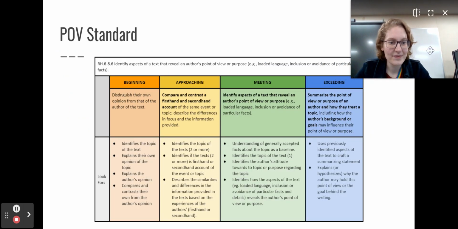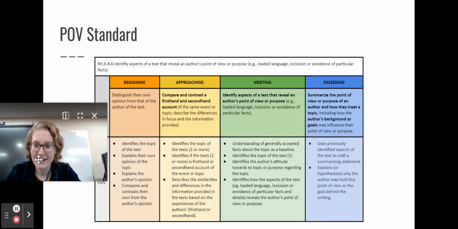So the standard we've got: the main task is to identify aspects of a text that reveal an author's point of view, POV, or purpose. For example, loaded language, inclusion or avoidance of particular facts. Point of view and purpose, I think you might have been working on with Mr. Allen in ELA, so hopefully this doesn't feel too unfamiliar. But the actual steps of the rubric might be different than in ELA. They might also be the same. Let me know if these are the same or different.